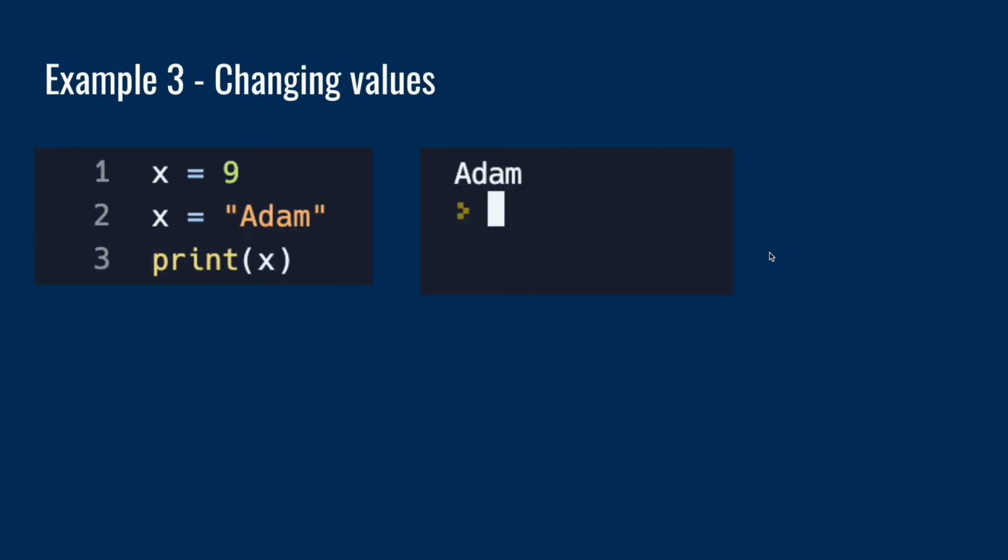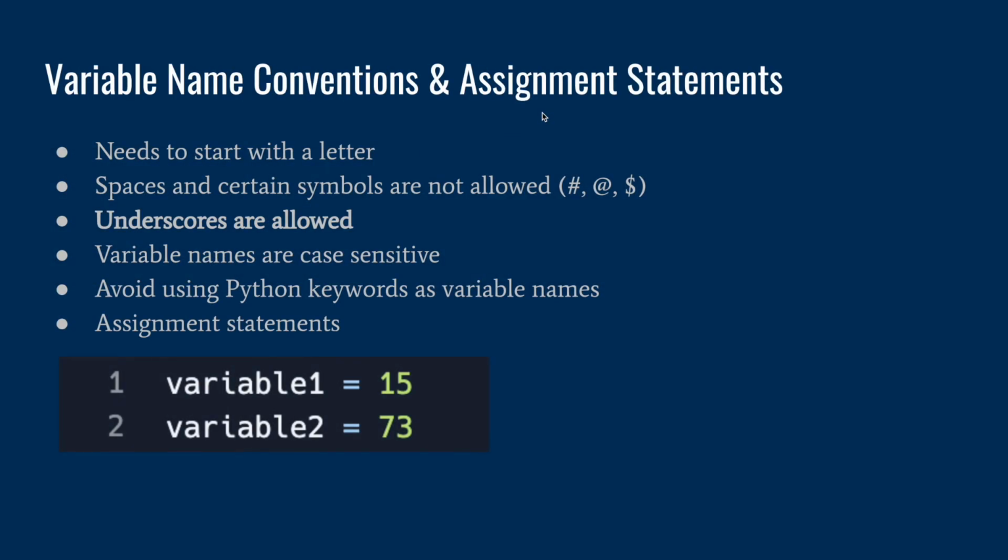So, changing values of variables. As I said, variables can be changed over the course of a program, and they don't need to remain the same throughout the code. So, for example, in this one, x is first assigned to 9, and then it's changed to the string Adam. And when we print x, it prints out Adam. So since x was assigned to Adam after it was assigned to 9, the value of the variable switches to Adam.